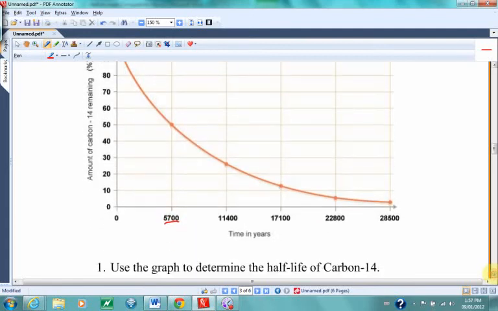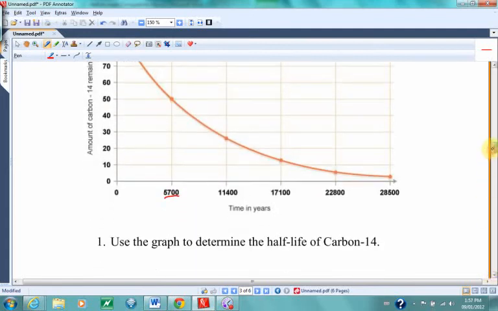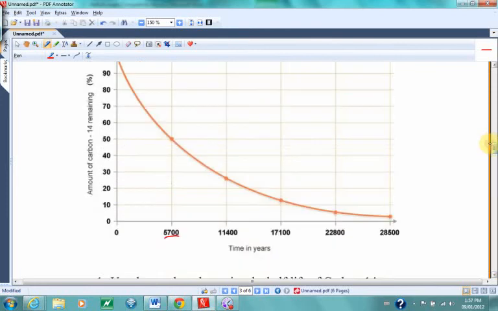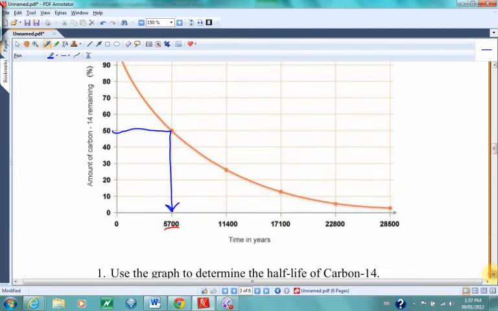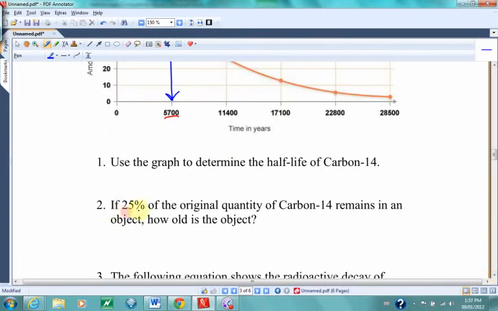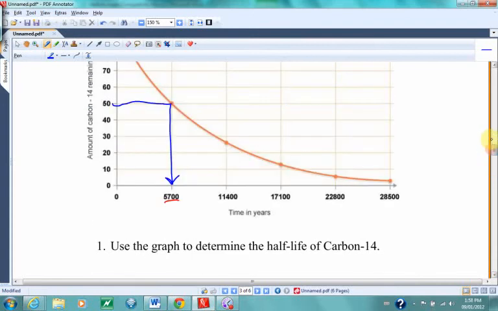So a couple questions. How do we determine the half-life of carbon-14? I'm making you dizzy, aren't I? So we get to 50% is left, draw it along, be nice if that was straight, and 50%, we get 5,700. So if we had 25% of the original quantity of carbon-14, how old is the object? So we do the same thing. Nice if I had a ruler, 25%. The object is approximately 11,000 years old.